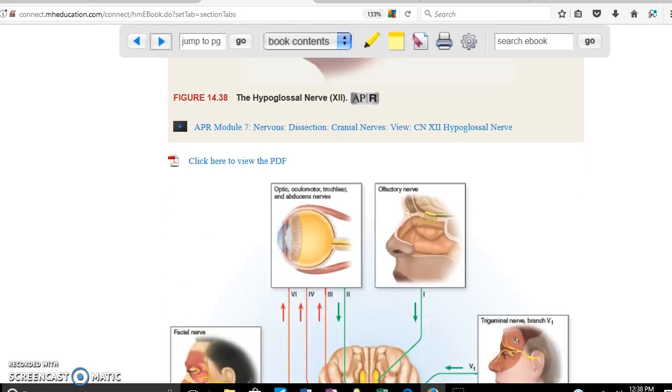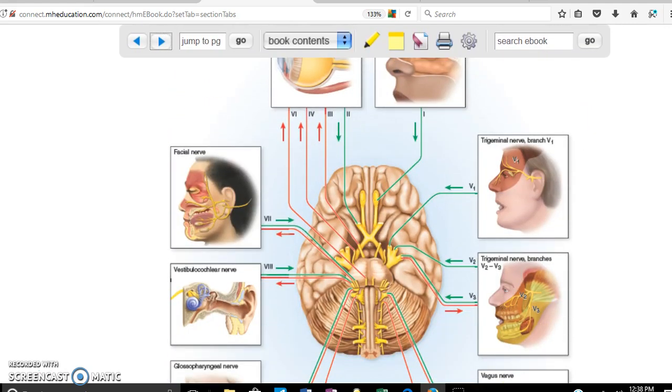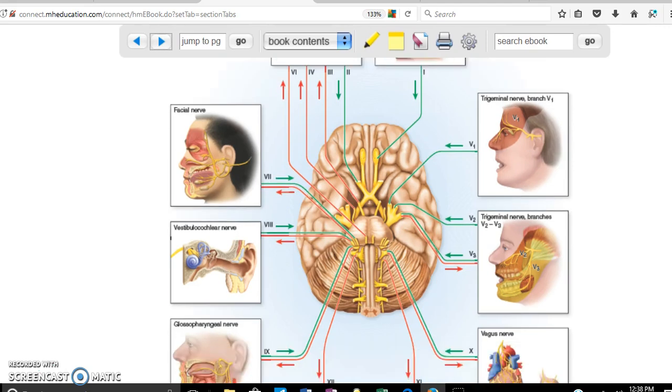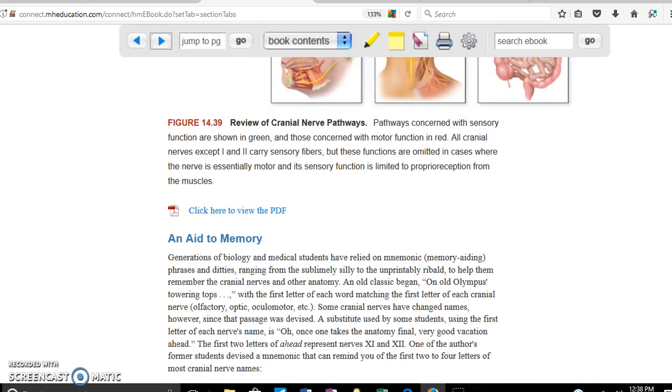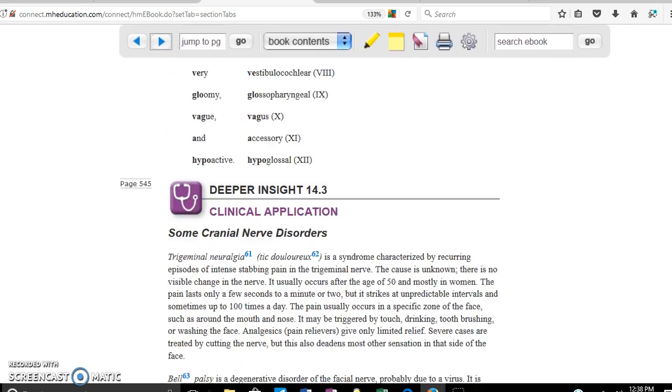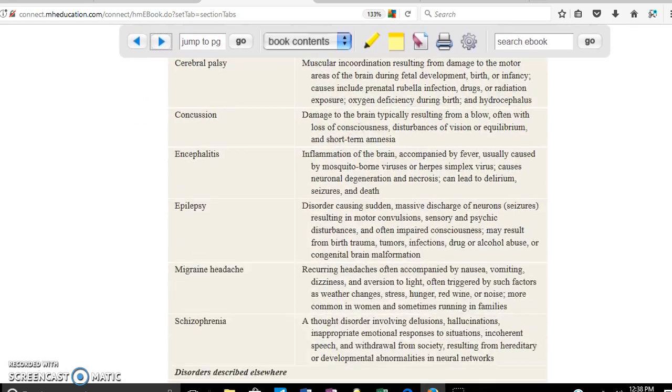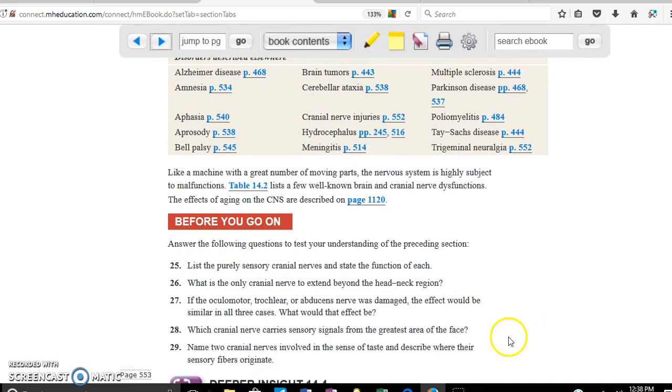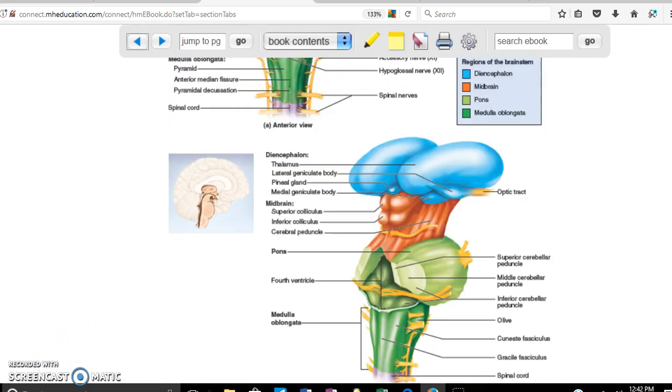So if you keep scrolling down, you have a nice graph in here where they are showing you where all the nerves are going to work. And you have in here also a mnemonic rule that may help you remember all the cranial nerves. So if you keep scrolling down, you have complications of diseases that affect the cranial nerves, and that's about it for that. Okay, so going back to the brainstem, we can see again midbrain, pons, medulla oblongata, and the nerves coming out of it.